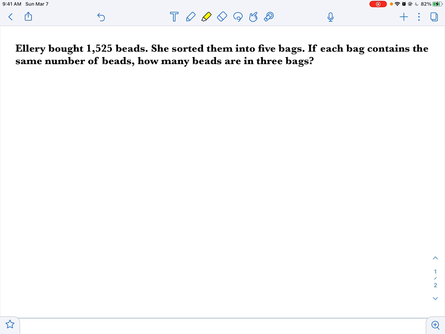So the first thing I'm going to pay attention to is that we have a total number of beads. I know she sorts them into 5 bags. But then we have this question about how many beads are in 3 bags. Because I've got 3 sets of numbers here, I'm thinking to myself, I probably have a multi-step problem going on here. So now I want to think, what are these multiple steps going to be? Ellery has 1,525 beads, and she sorts them into 5 bags, and it says each bag contains the same number of beads. So I know it's got to be a division.